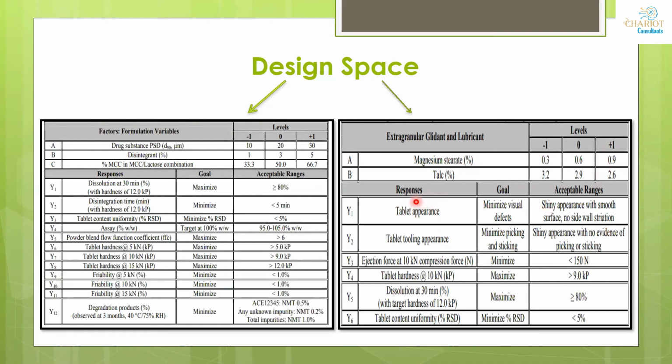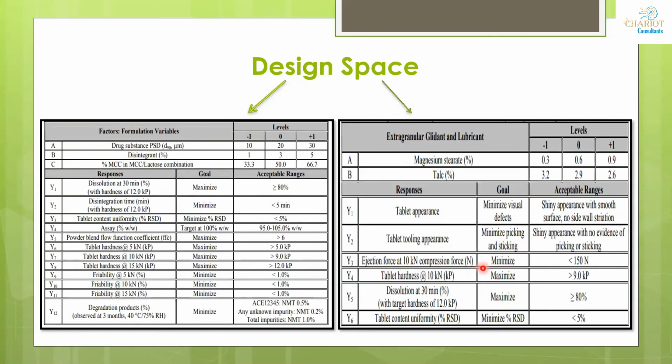Similarly, what will be your responses? Tablet appearance: how will the tablet appearance be if I use a particular concentration of magnesium stearate? What is the tablet coating appearance? Do I find any picking or sticking? So your goal will be minimum picking and sticking.